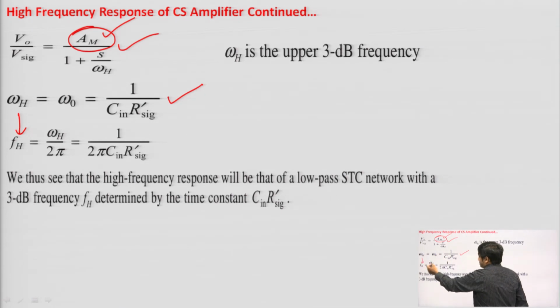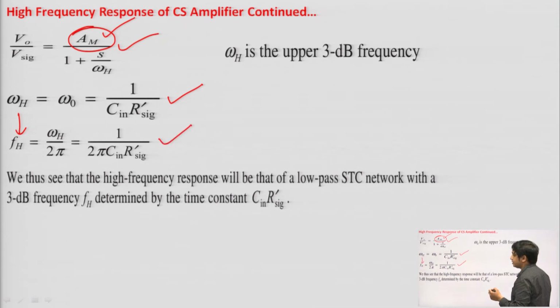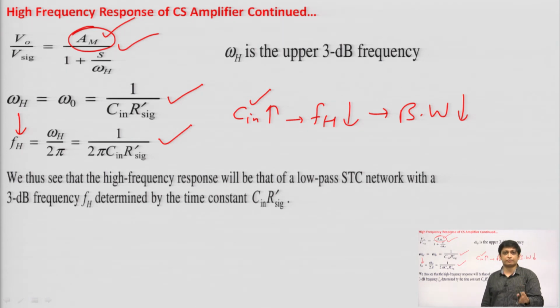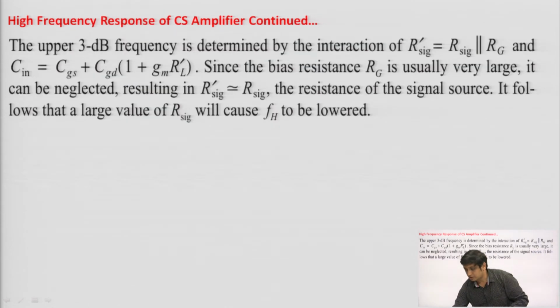Fh will be equal to omega h upon 2 pi, that is 1 upon 2 pi C into R dash sig. Now, see one important point. In the common source amplifier, your Cin is increased, because of that your Fh is reduced. This Cin is increased because of the Miller effect. Due to that Fh is reduced, and the bandwidth of the common source amplifier is reduced. That is the drawback of the common source amplifier: the bandwidth is reduced because of the Miller effect.